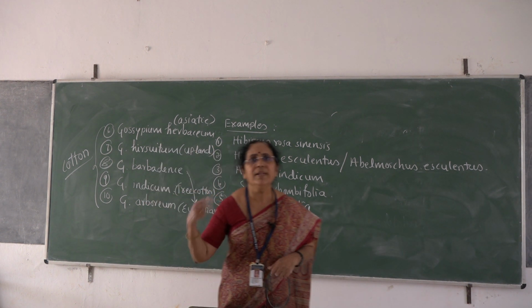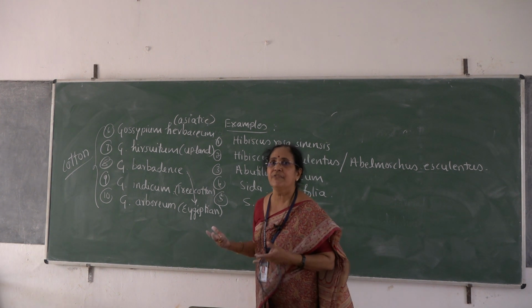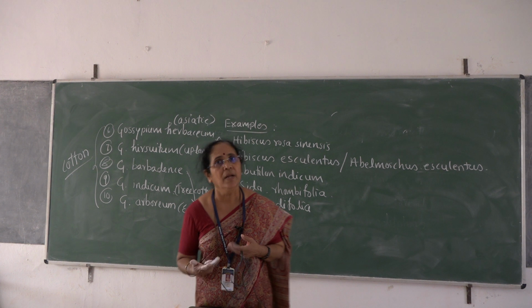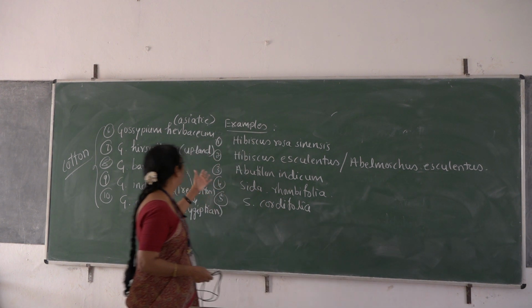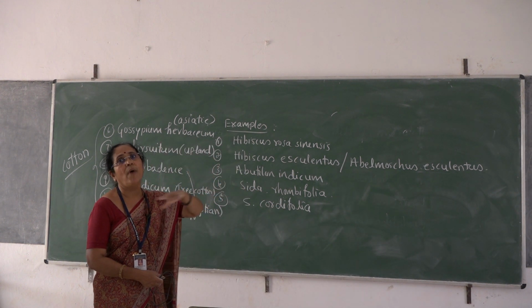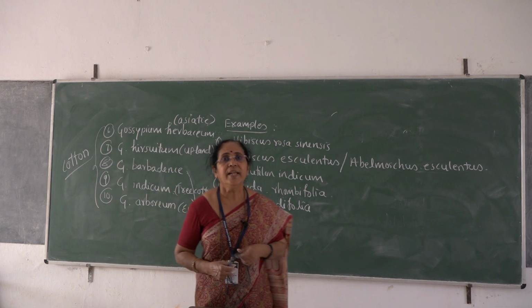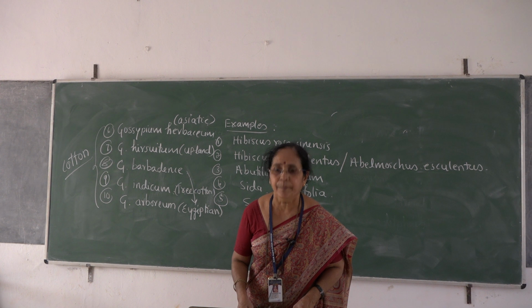You can get all these examples except cotton, because we don't cultivate cotton in our area. You might not have seen the cotton plant. Otherwise, you have seen all the other plants. They are commonly available wild on the roadside or at the ground side. So these are the members of the hibiscus family.